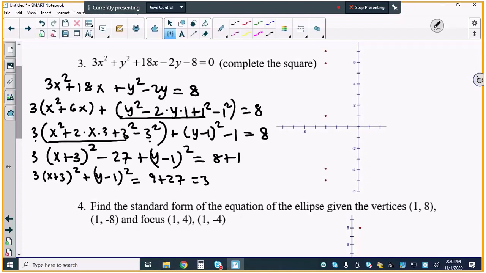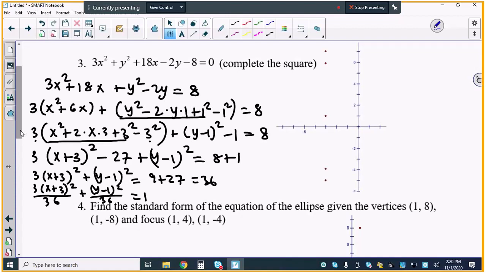And that is 36. So now I'm going to divide both sides by 36. So we'll get (x plus 3) squared over 12, plus (y minus 1) whole squared over 36, is equal to 1. What does that tell me? Well, it tells me all the information. So see, the denominator for x is going to be 12.